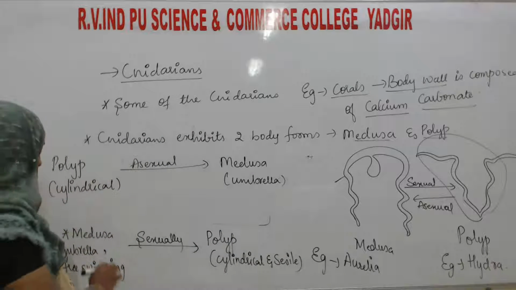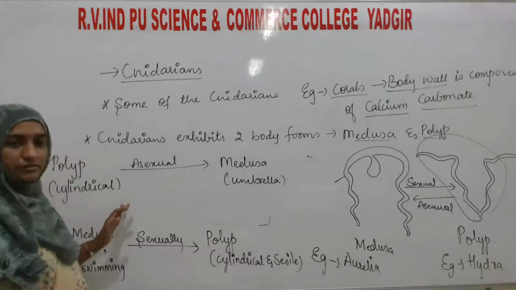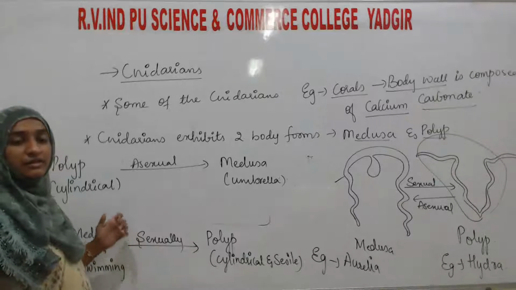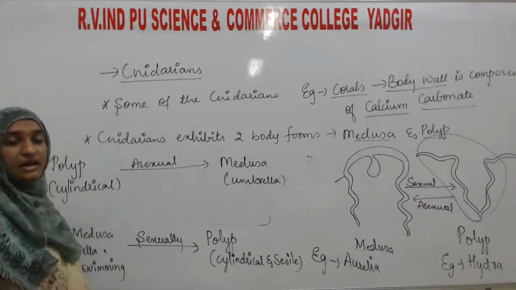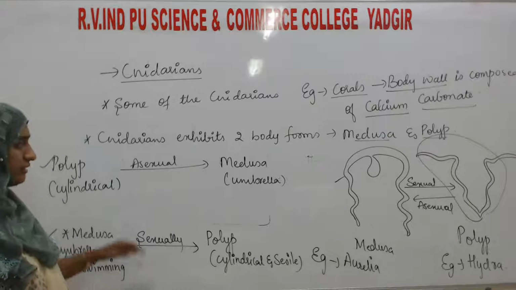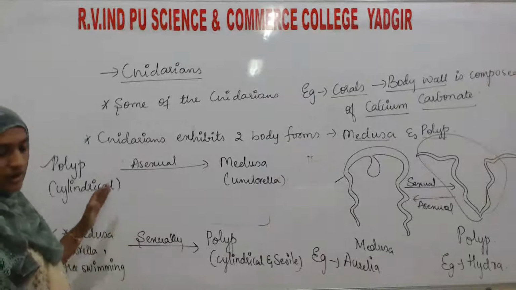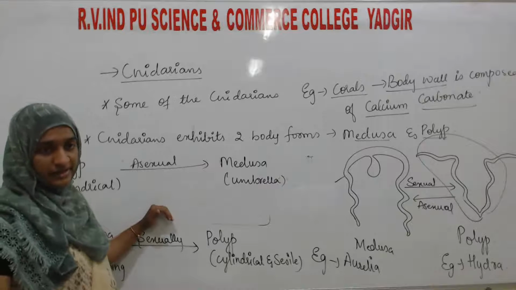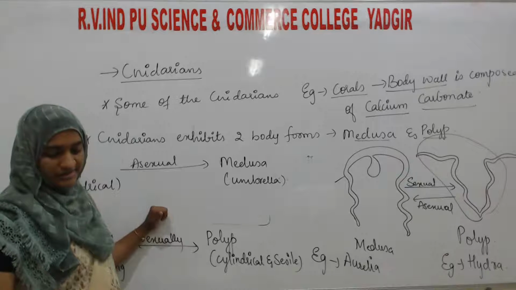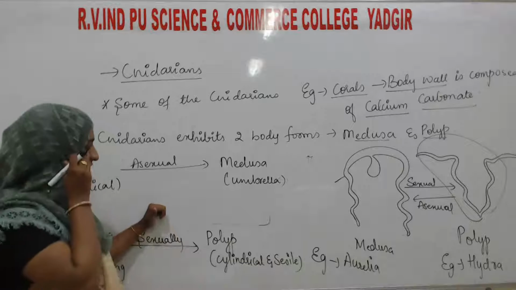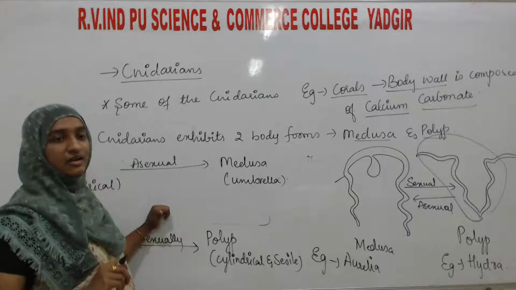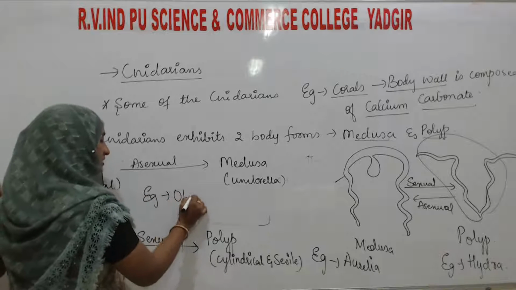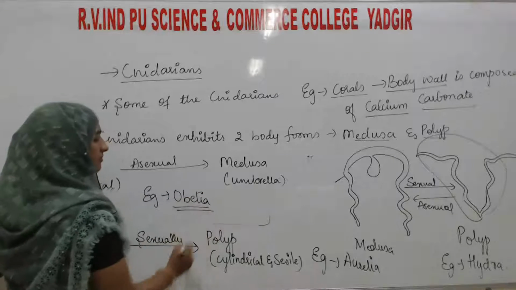So in their generation, changes take place. That process we call metagenesis, or alternation of generation. This is about the cnidarians or coelenterata. Metagenesis especially takes place in one form, the Obelia. That is the example where metagenesis takes place.